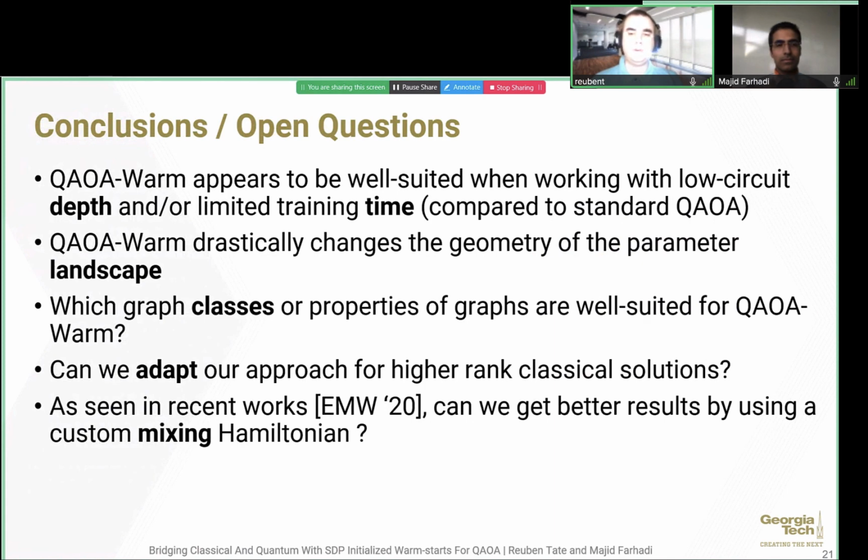Finally, recent approaches for QAOA consider using alternative mixers. In particular, a parallel study by Egger et al. considers a different warm start approach with a custom mixer whose ground state is the warm start itself. Can we get better results by using a custom mixer that is better suited for QAOA-Warm?